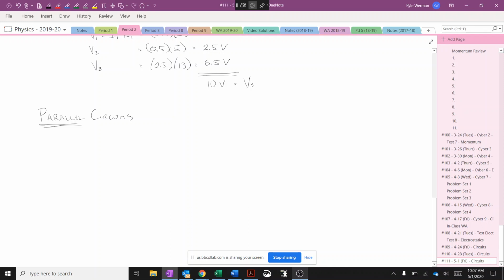parallel, and oftentimes when you draw these circuits, you might draw it that way. But parallel doesn't necessarily mean that the lines are parallel. It simply means that there are multiple pathways between 2 points. If you have multiple ways to get from point A to point B, then you have a parallel circuit, or at least a parallel component of that circuit.